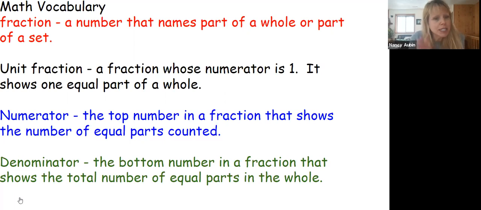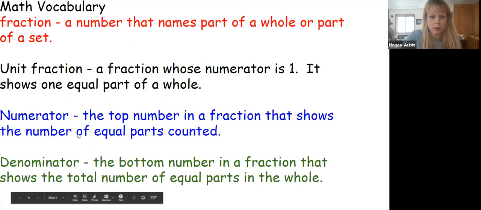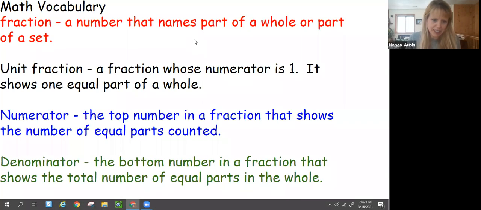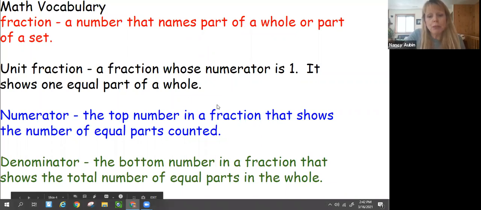So fractions can be different. A unit fraction, that's what we're focusing on today, is a fraction whose numerator is 1. It shows only one part of a whole. The numerator is the top number in a fraction. It shows the number of equal parts counted. And the denominator is the bottom number in a fraction. That shows the total number of equal parts in the whole.